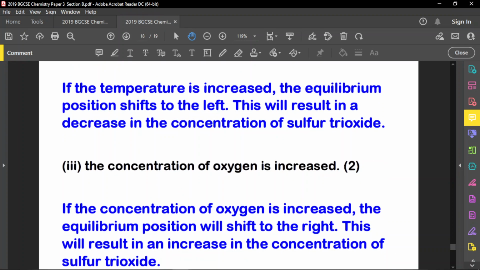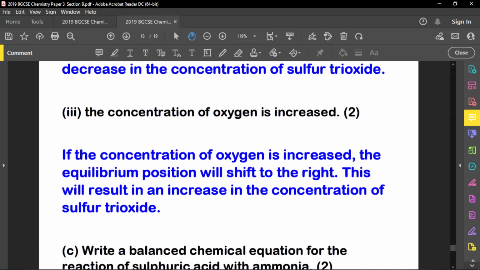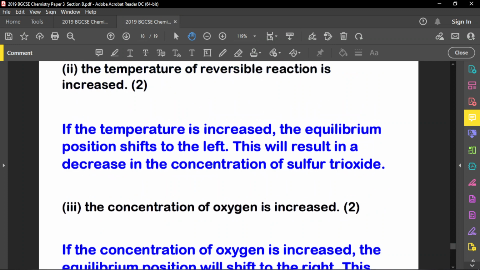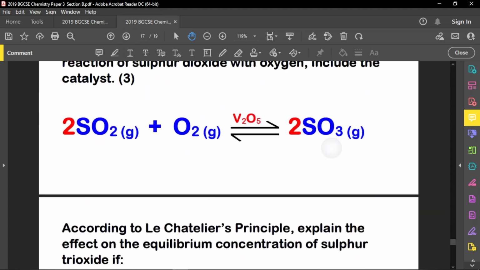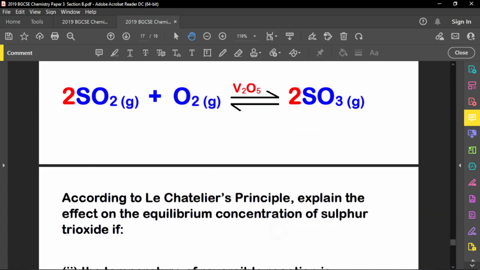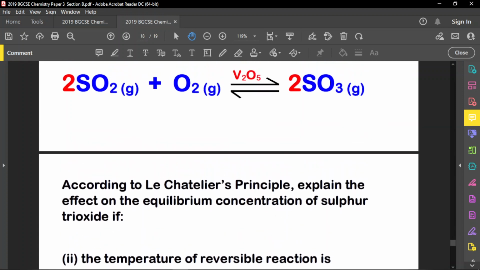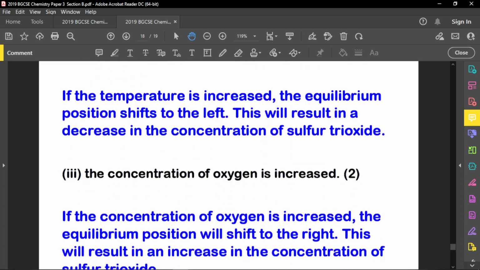And now for part 3, it said the concentration of oxygen is increased. If you increase oxygen, then the equilibrium position will shift towards the right, and this will result in an increase in the concentration of sulfur trioxide. All right, so just to make a mention right there. Again, based on Le Chatelier's principle, remember, you always try to shift to maintain an equilibrium. So if you increase in one area, you're going to shift towards the other side and cause a buildup of that substance, or increase or decrease based on what is happening.